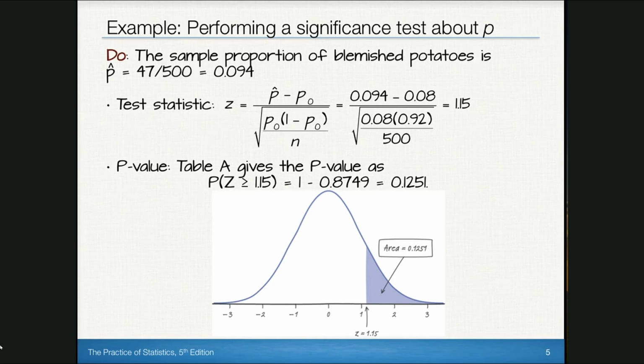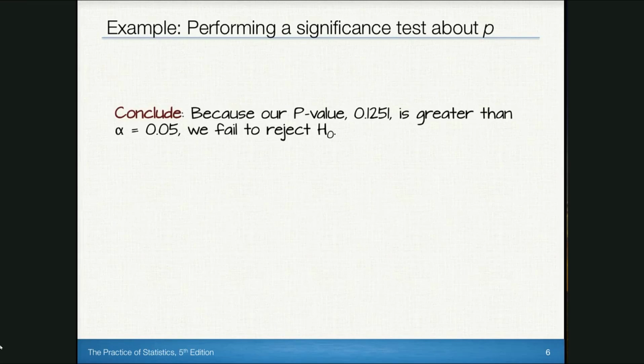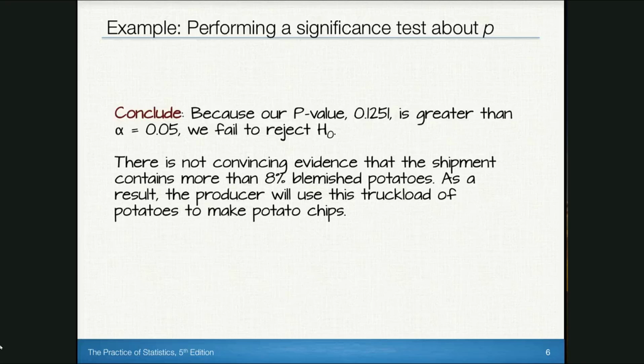Next, we use table A or technology to find the p-value. How likely is it that we'd observe that particular sample or something more extreme, assuming that null hypothesis is true? In this case, either using table A or technology, we see that the p-value is 0.1251, or about 12.5%. Finally, we conclude. Because our p-value of 0.1251 is greater than our alpha level, we fail to reject the null hypothesis. In context, that means there's not convincing evidence that the shipment contains more than 8% blemished potatoes. As a result, the producer can use this truckload of potatoes to make potato chips.